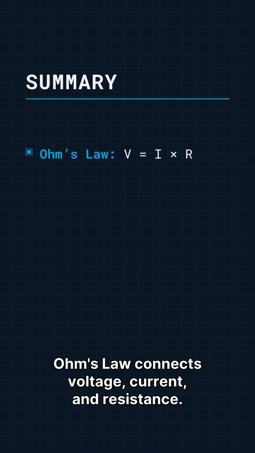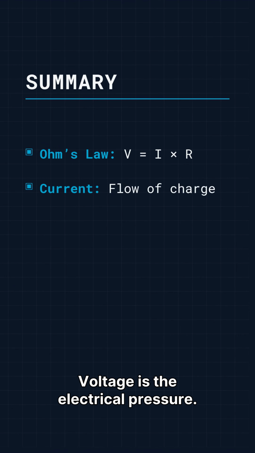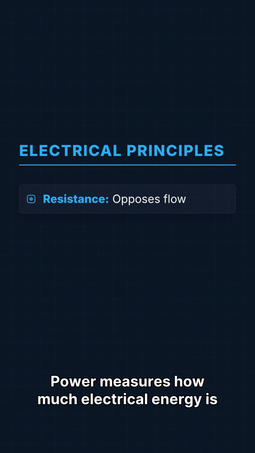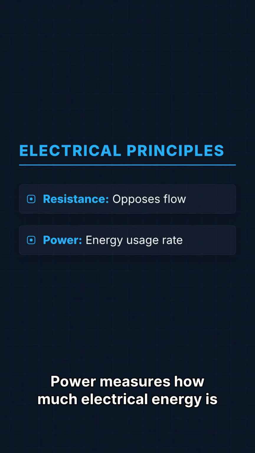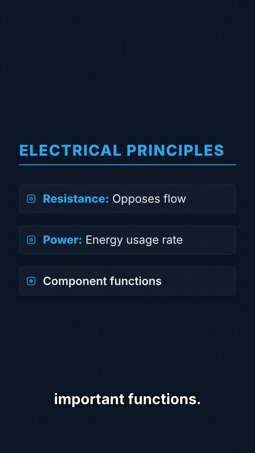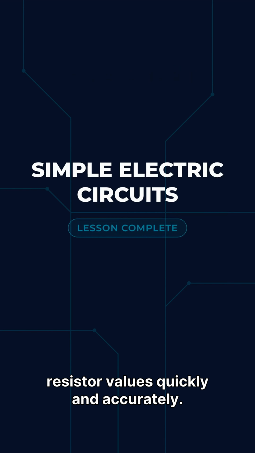Let's summarize. Ohm's law connects voltage, current, and resistance. Current is the flow of charge. Voltage is the electrical pressure. Resistance opposes current flow. Power measures how much electrical energy is used. Resistors, capacitors, inductors, and transformers each perform important functions. And resistor color coding helps technicians identify resistor values quickly and accurately.